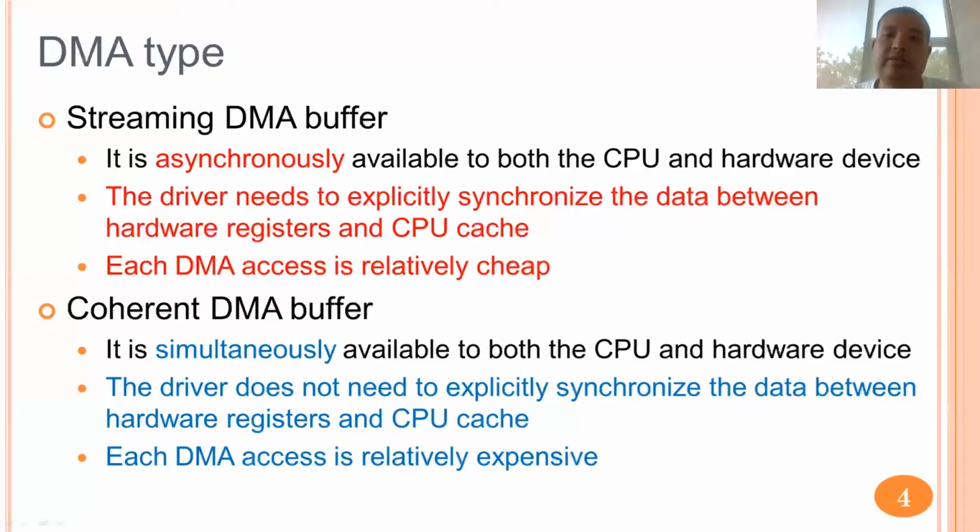The other is concurrent DMA buffer. It is simultaneously available to both the CPU and hardware device. There is automated synchronization between hardware registers and CPU cache. Thus, the driver doesn't need to explicitly perform synchronization. As a result, each concurrent DMA access is relatively expensive.